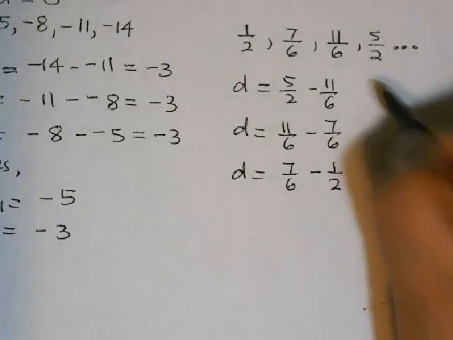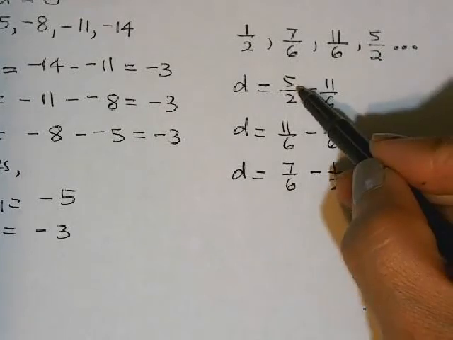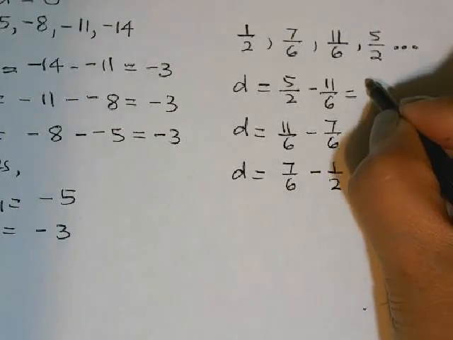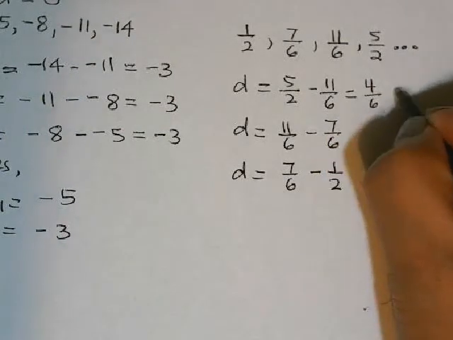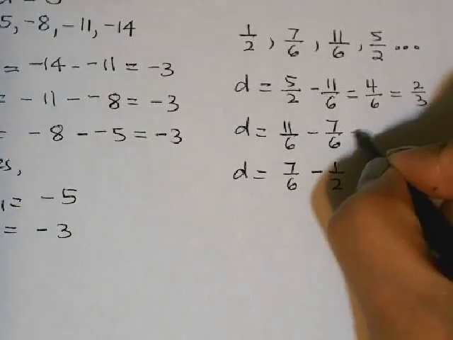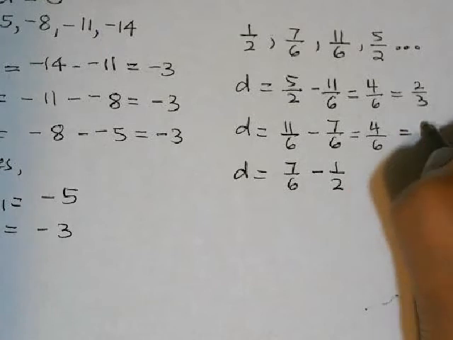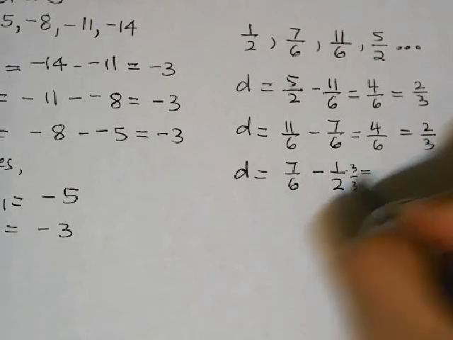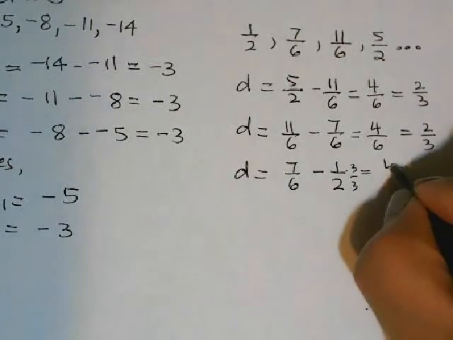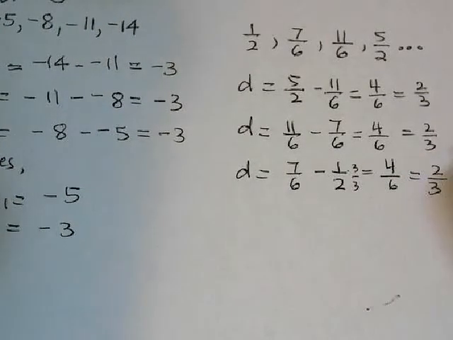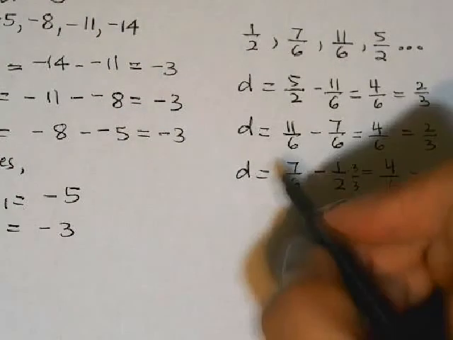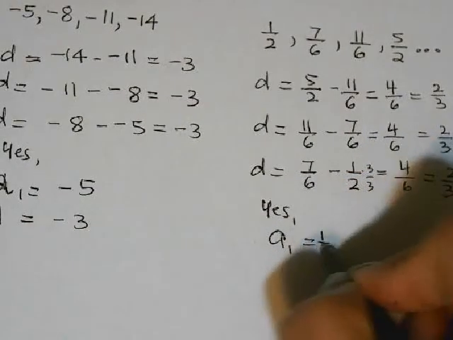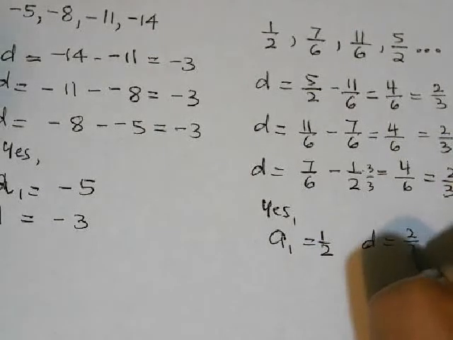This one will give you, multiply this by 3 over 3, so 15 minus 11 is 4 over 6, or 2/3. This one is also 4 over 6, or 2/3. And this one, multiply this by 3 over 3, so that will be 7 minus 3 is 4 over 6, or 2/3 also. So this is also arithmetic, yes. And a sub 1 is 1/2, and d is positive 2/3.